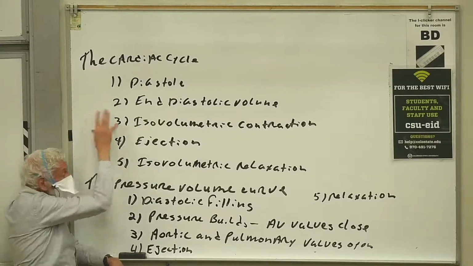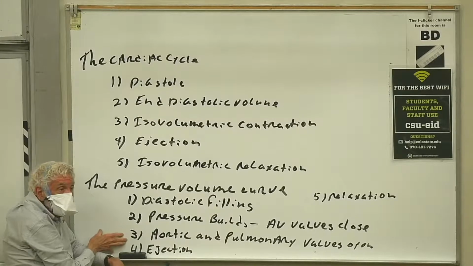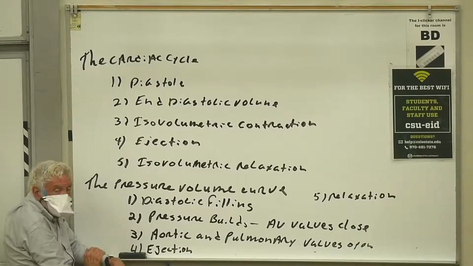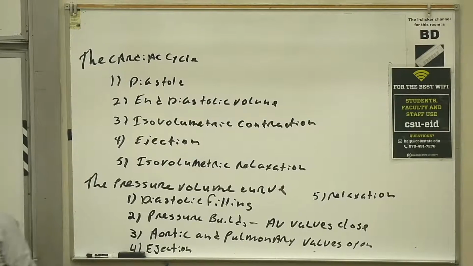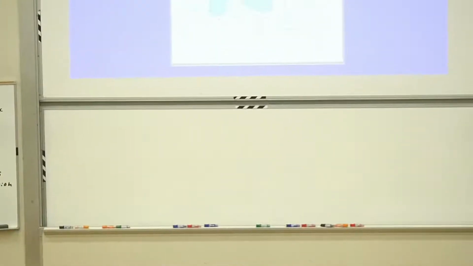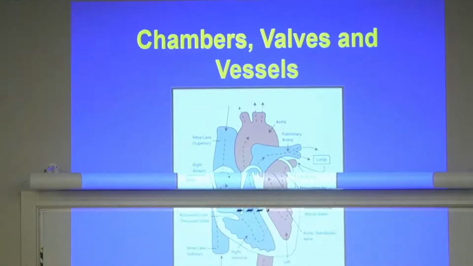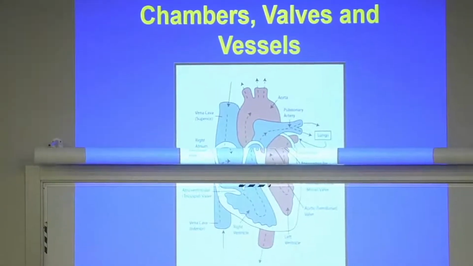Then we'll finish with the pressure volume curve. We'll walk through this verbally, and then we'll put this on a graph, and we'll see what happens to the opening and the closing of the valves at each point in the pressure volume curve. But let me show you the picture first, and we'll walk through what we talked about yesterday. This is a pretty picture of what we talked about in the 4-box model yesterday.